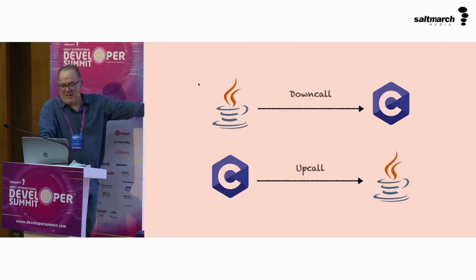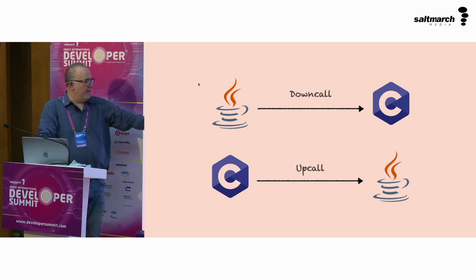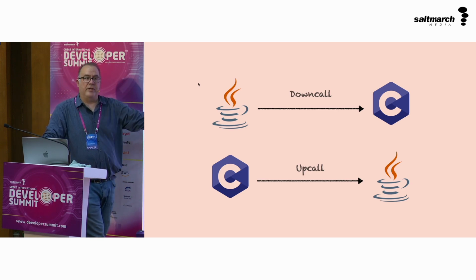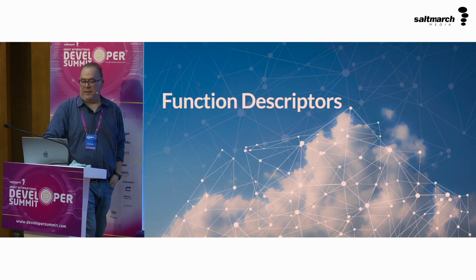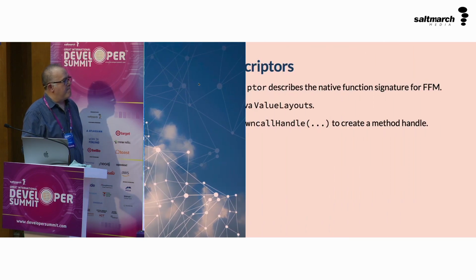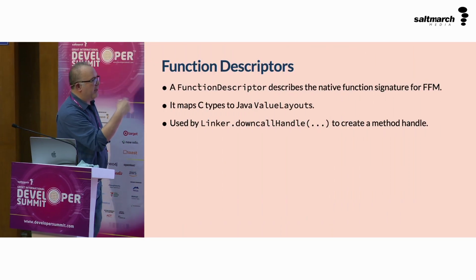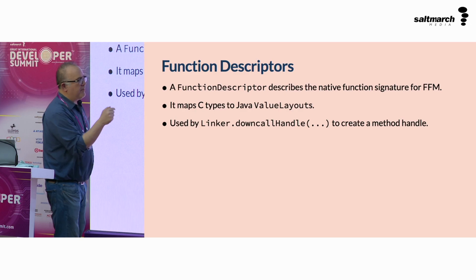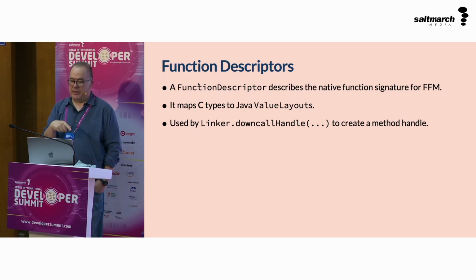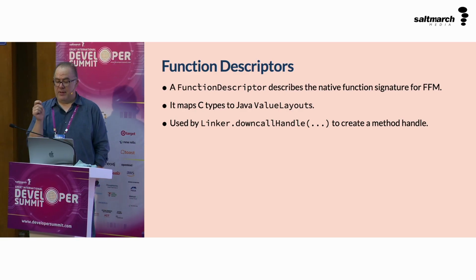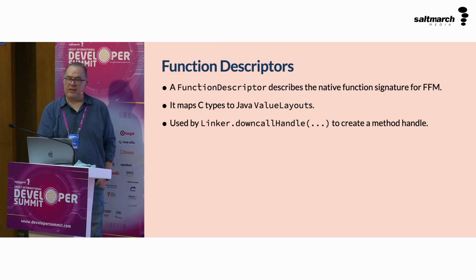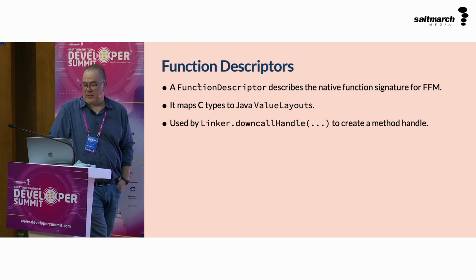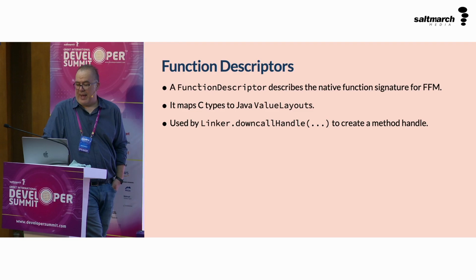So upcall is going to be C up over to Java, which means I could give it a stub, like a function, and then that underlying C can give a call over to Java. That's the idea there. All right. So function descriptors. Let's take a look at that, and then we'll bring it all together. A function descriptor describes the native function that we want to use. That maps C types to something called value layouts. We'll see how that looks. The value layouts are used by the linker to create a method handle, okay?